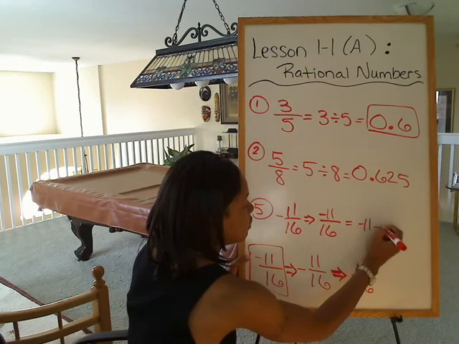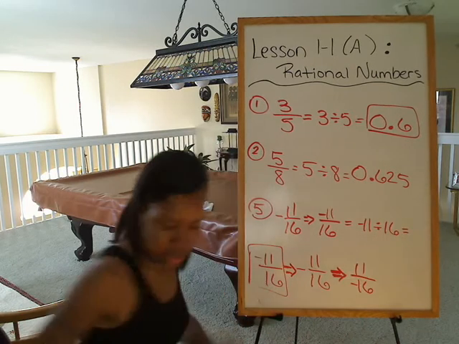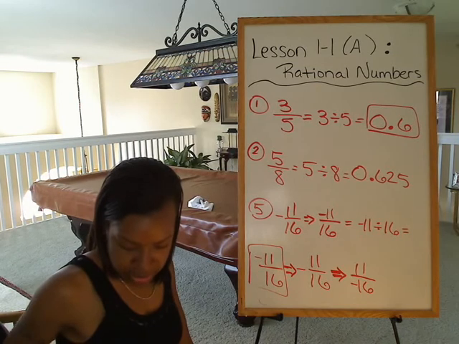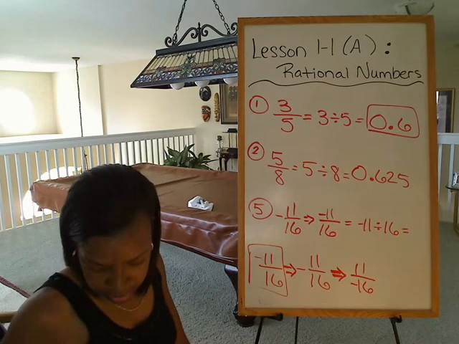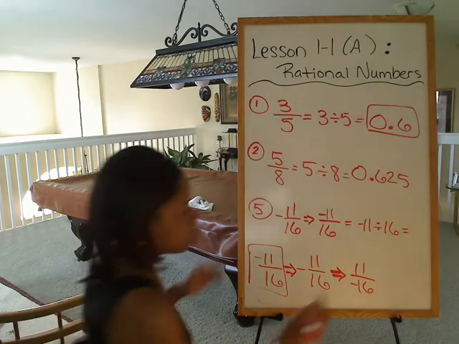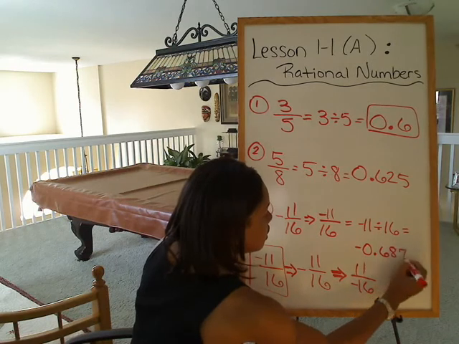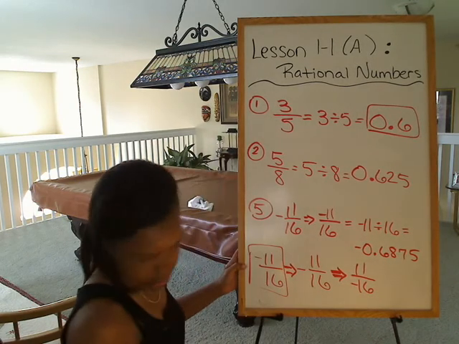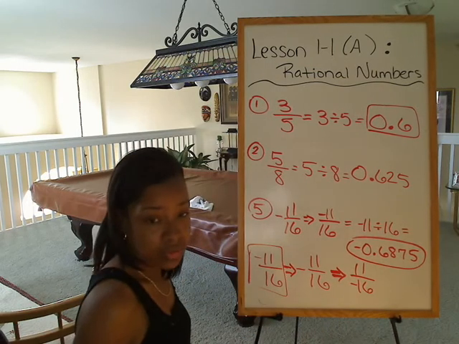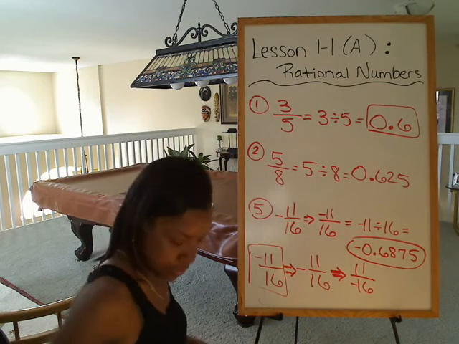Negative 11 divided by positive 16 gives you, and I need my calculator. Make sure if you're using a calculator that you put the negative sign in correctly. And I get negative 0.6875 as my final answer. Notice the answer is negative. The fraction was negative, so your decimal should be negative. Okay?